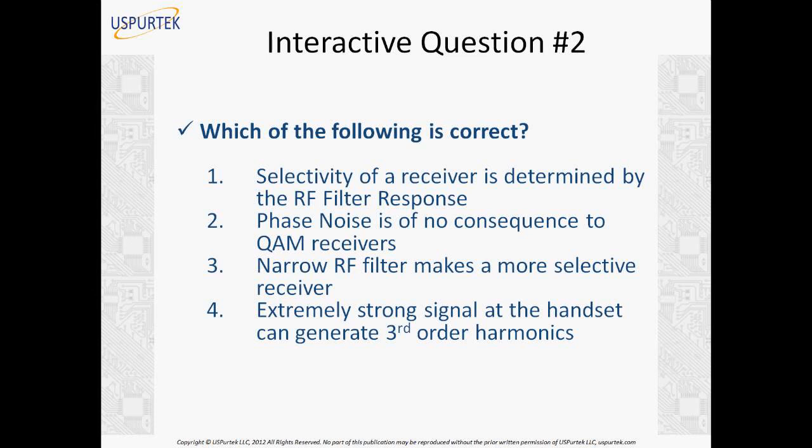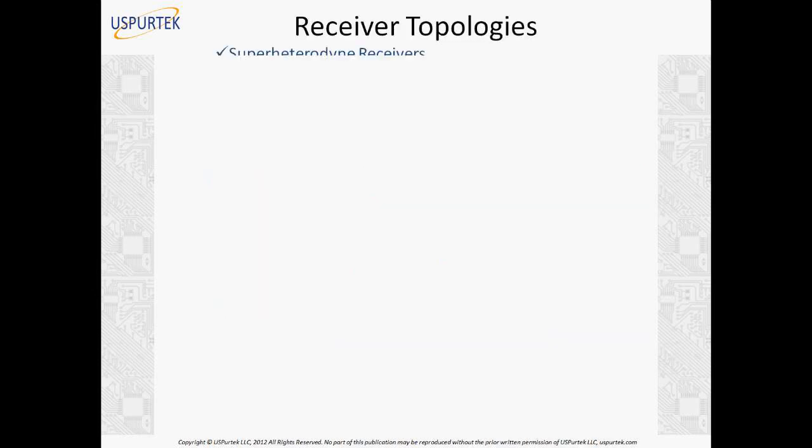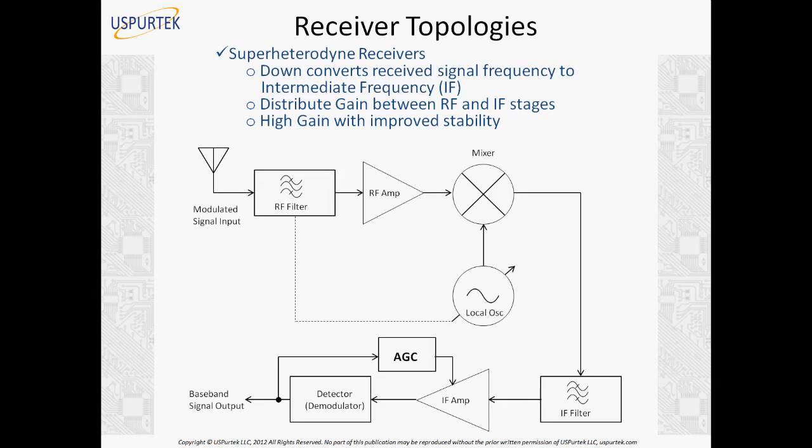Let's move on to the next slide. Now we are moving on to the receiver topologies, the different receiver architectures which are used. Starting with the traditional super heterodyne receiver, which is conventional, and in conventional radios also this is there. The AM, FM, and SSB radios all use super heterodyne architecture. What it basically does is it down converts the received frequency to an intermediate frequency. The IF is called an IF.